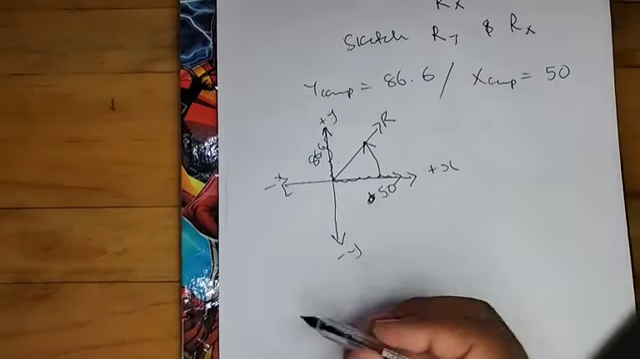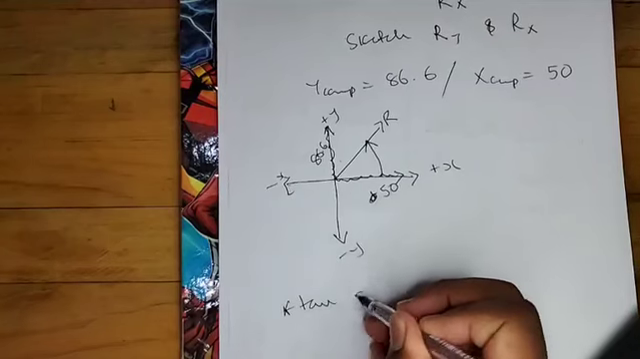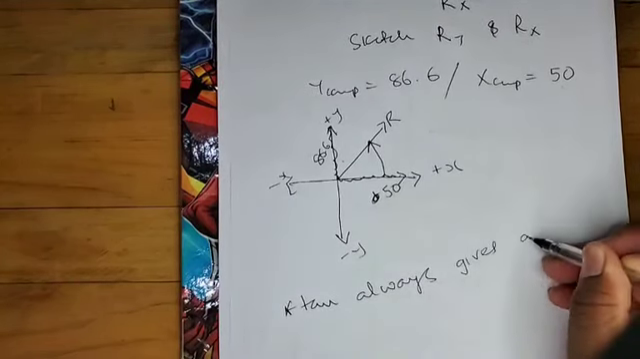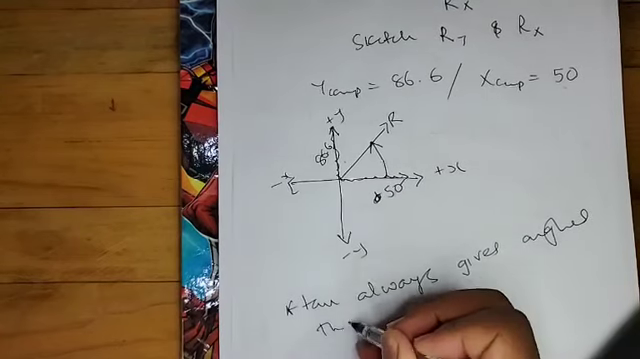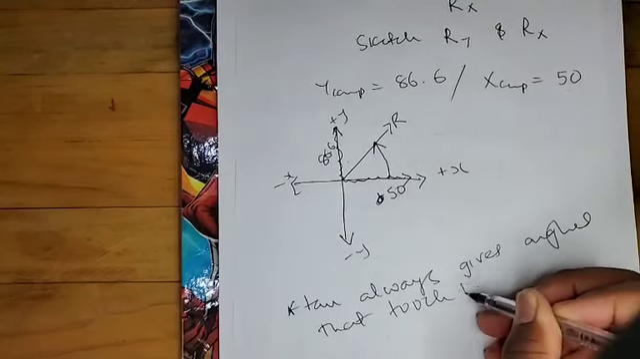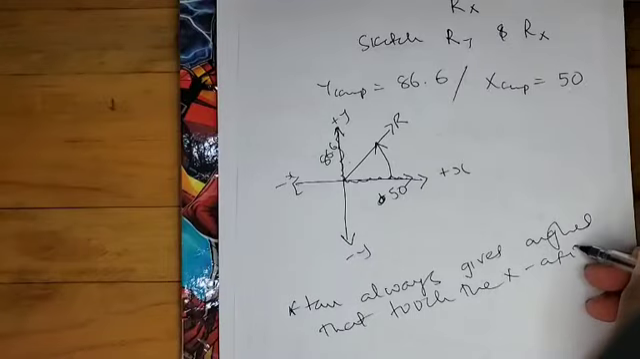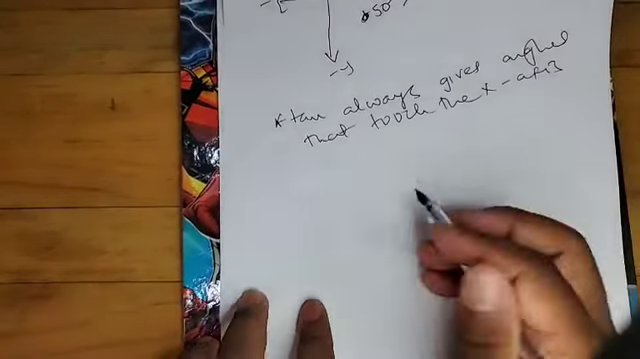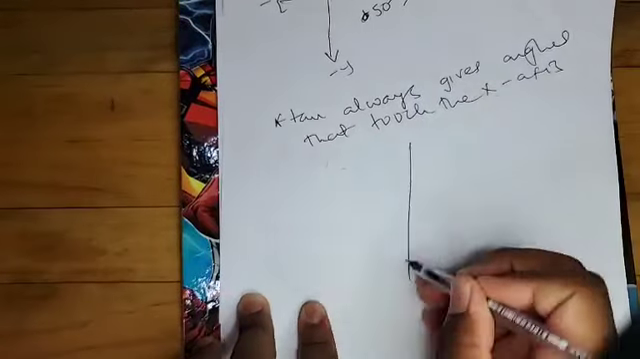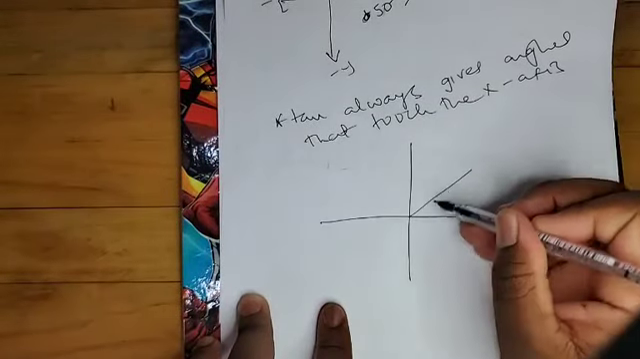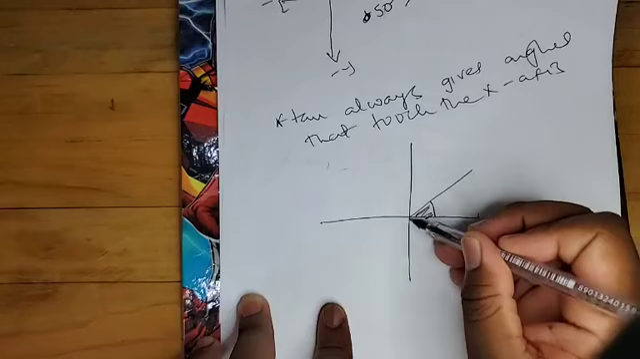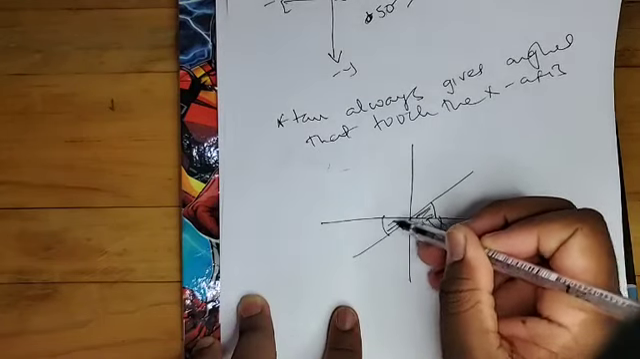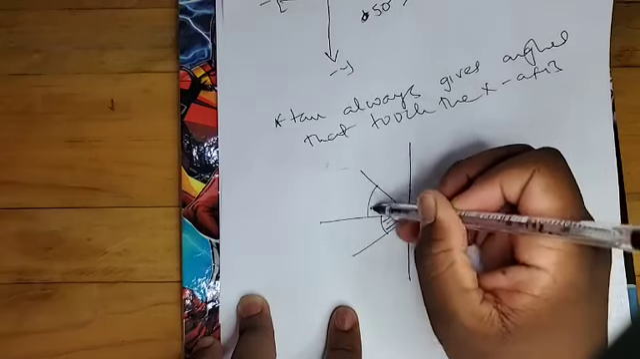Now, I need you to understand that tan always gives you angles that touch the x-axis. So what do I mean? Anytime you use tan, expect that one of your angles will be like this. So if you use tan, you expect it to give you this as an angle, or this as an angle, or this as an angle, or this as an angle.